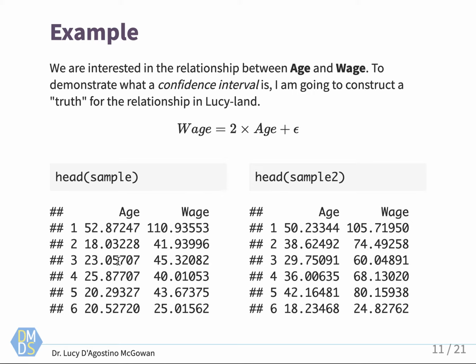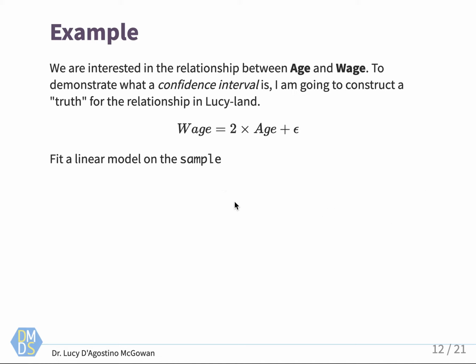So here, my first 6 have ages 52, 18, 23, 25, 20, and 20. In my second sample, my first 6 have ages 50, 38, 29, 36, 42, and 18. Okay, so now this is if I had 2 samples.